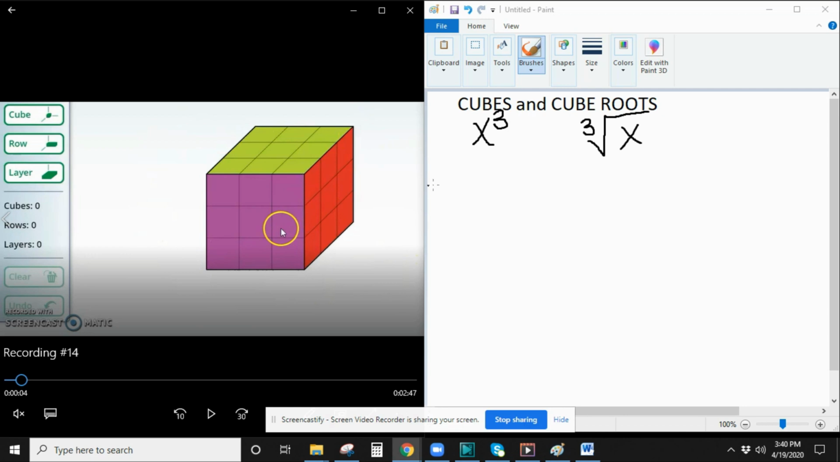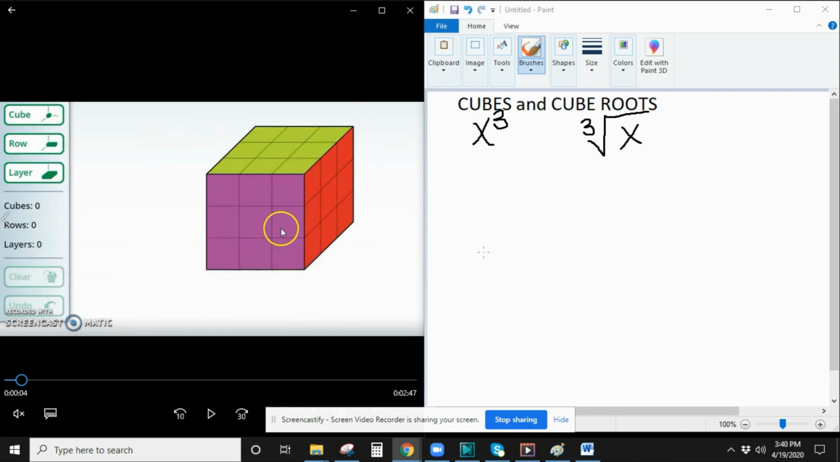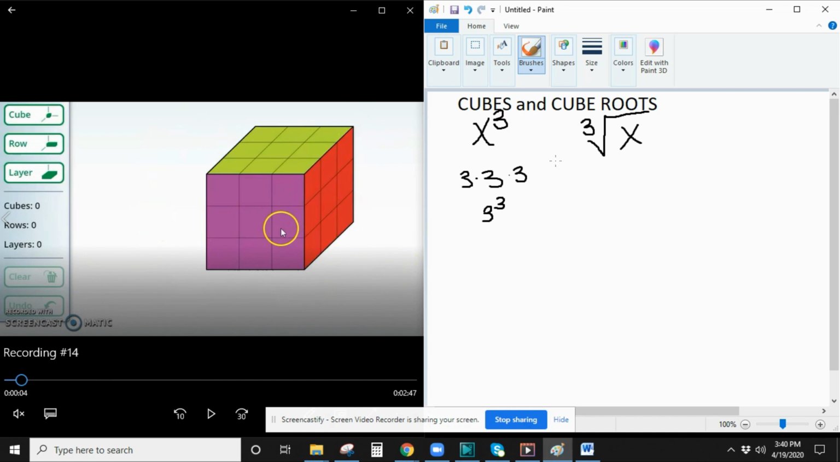So what we're looking for in a cube is how many cubes fit in the cube. If we look here, we are looking for the length, which is 3, the width, which is 3, and the height, which is 3, which we can also see as 3 cubed. So what we're looking for is the volume when we are cubing something.